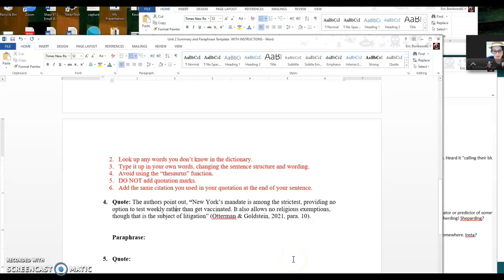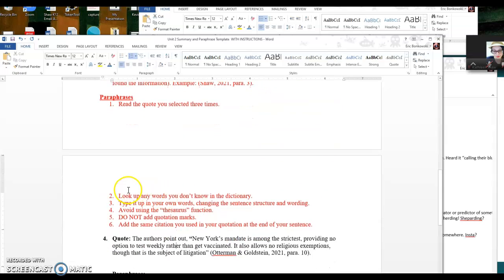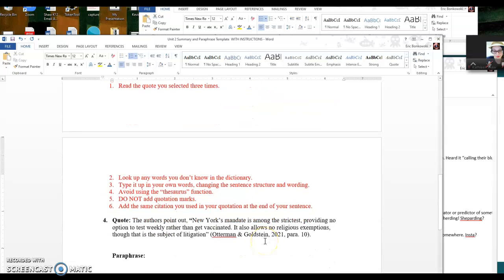Right now I'm just reading it once because I've already read it a couple times. Okay. Look up any words you don't know. So if you didn't know what the word mandate meant, you'd want to look it up. If you didn't know what litigation meant, you would want to look it up so that you have a clear idea in your mind of what those words mean.